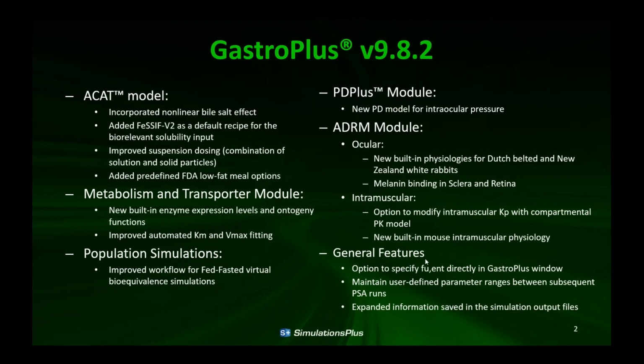For the general features, there are also multiple items, like we allow the user to specify the fraction unbound in enterocytes directly in the GastroPlus window, and also some change with the PSA, and also extra information saved in the simulation output file. So this is just some of the points. Definitely there are also some other small improvements. These are just some of the main items we added to version 9.8.2.